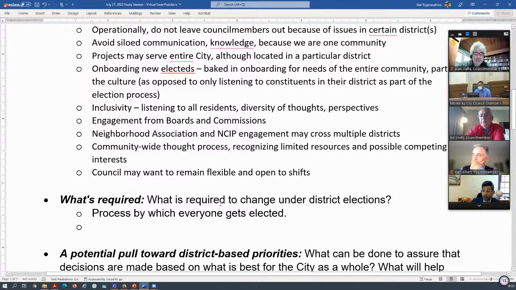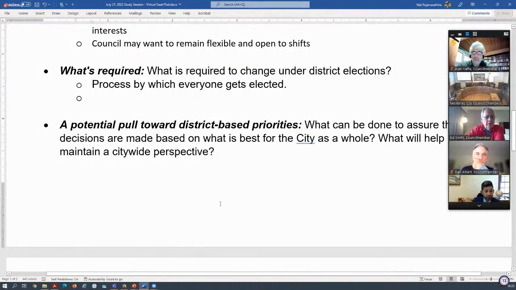I'm wondering if we can, we have quite a few more questions to go through in the process, and we can go into some of the detail, but I know Councilmember Hoffa had a hand raised, and perhaps we can go on to some of the other questions if everyone's okay with that.